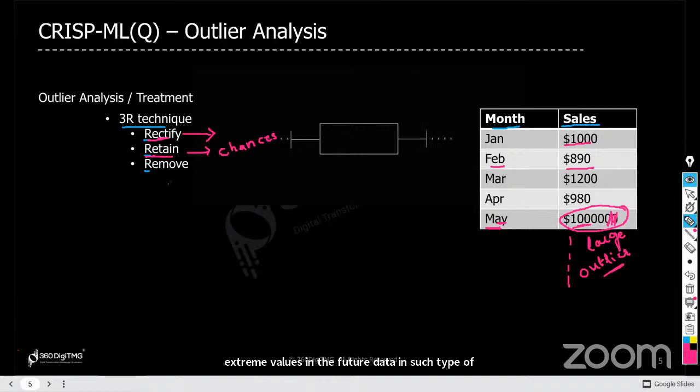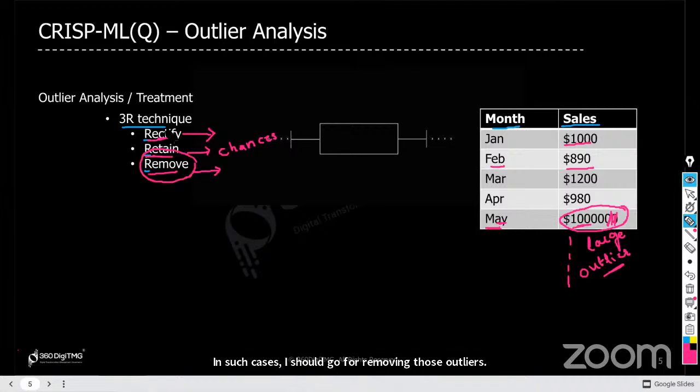And what is the third one? The third one that we have is remove. When do you go for removing the outliers? When it is the opposite of retain. When you don't have the chance of these extreme values being present in your future data, because this is by mistake and is not going to appear in future in my data. In such cases, I should go for removing those outliers. That is nothing but the 3R technique.